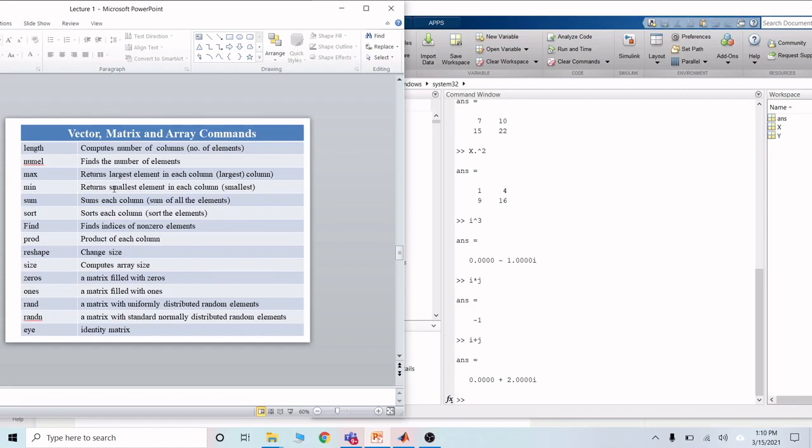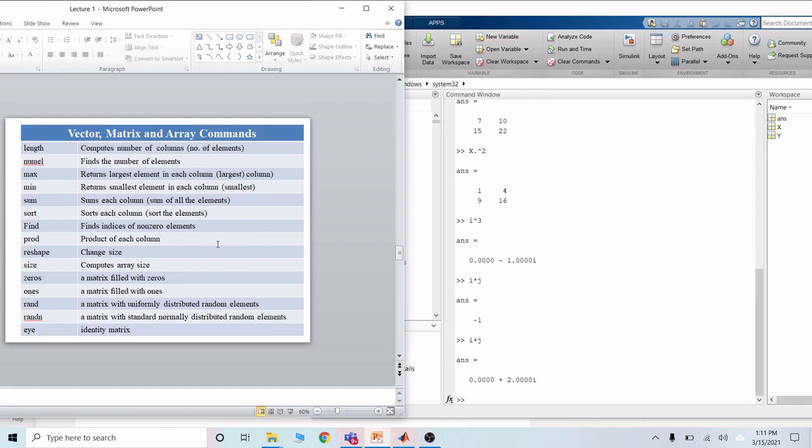Min returns the smallest element in each column. Sum sums each column. Sort sorts each column. Sort means the minimum at top, minimum to maximum, in increasing order. Find returns the index of a non-zero element. Prod gives the product of each column. Reshape changes the size. Size computes the array size.